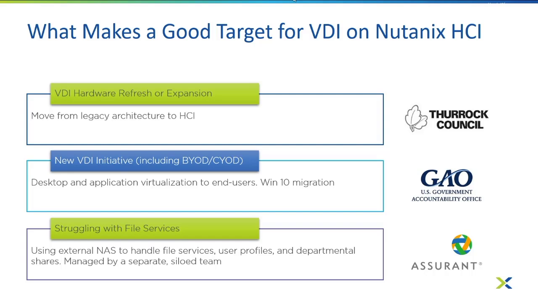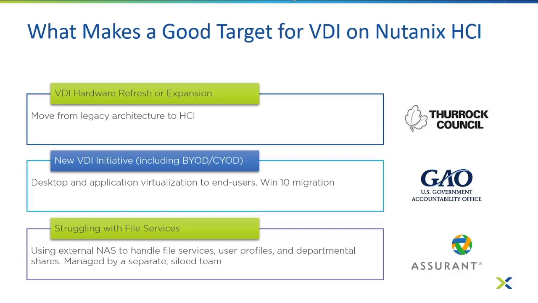So VDI hardware refresh or expansion. Again, moving from legacy architecture to hyper-converged infrastructure. Nutanix is a perfect fit for that. I wouldn't say a good fit, I'll say a perfect fit for that. Our linear scalability, the one-click expansions, the one-click management that we've been talking about, again, are ideal examples of why you'd want to move from legacy architecture to hyper-converged.